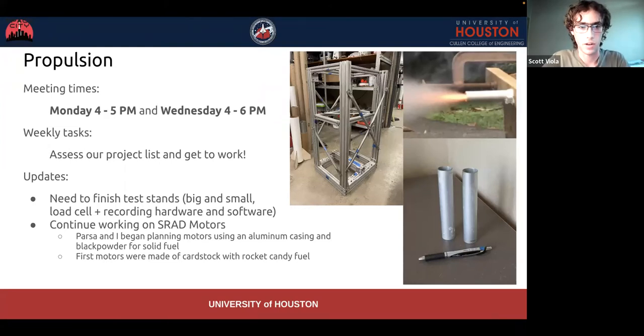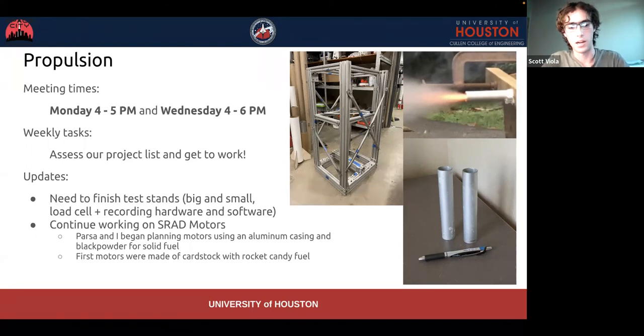The main things we're working on right now are the test stands. So we don't have a small test stand yet, but we're going to work on that. And the challenging part with that is going to be getting the load cell and the recording hardware and software in operation. Purse has said that he had a load cell and I happen to have an Arduino, so we'll see if we can put those together and make it work. You can see the large test stand in the picture on the left there.